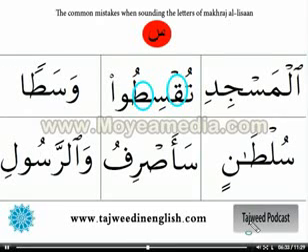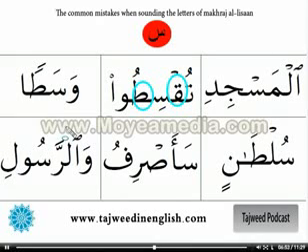Same as there is a word in the Quran, al-qist, al-asbat. So do not make the sin mufakham as a heavy letter. The example in the next one is also the same thing: wasata, and not wasata.